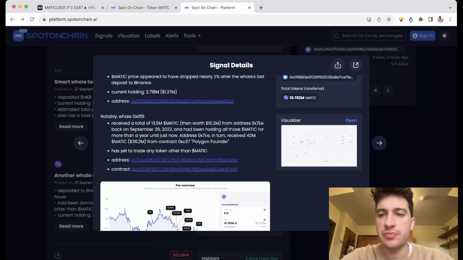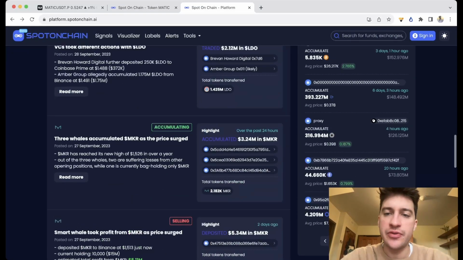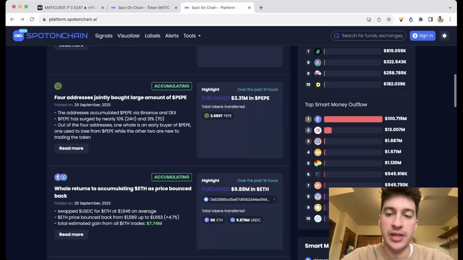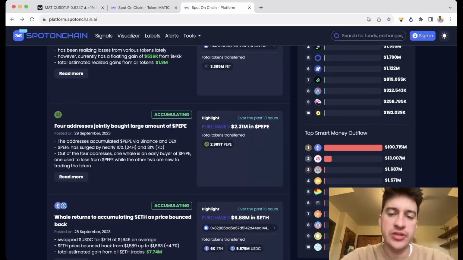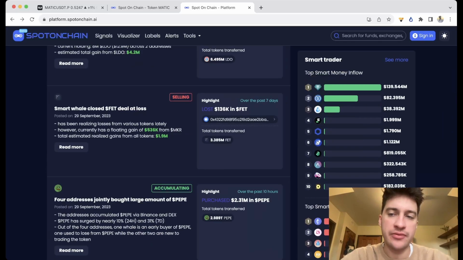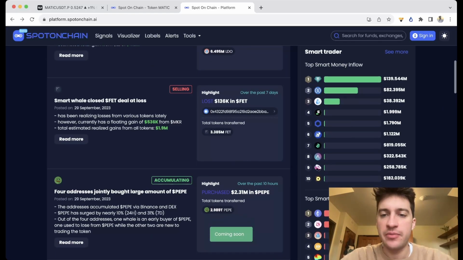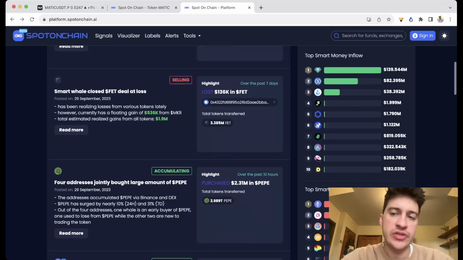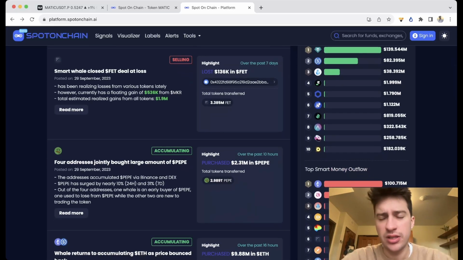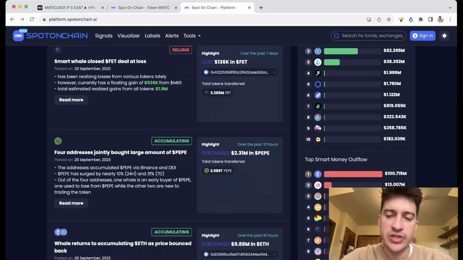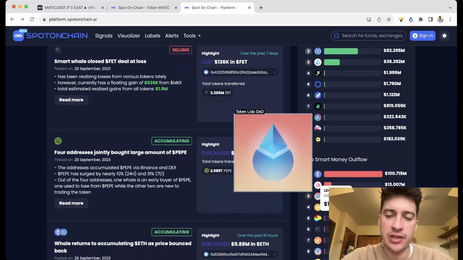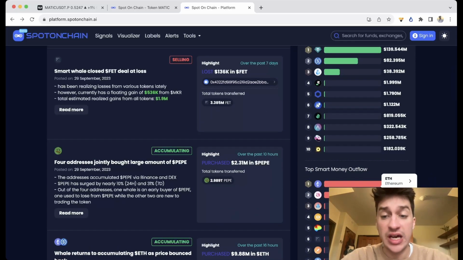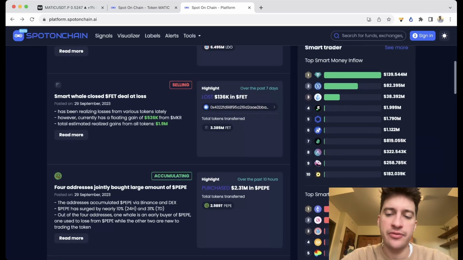Another way to do that that's probably a lot easier is if we go up to the top of the page of the platform, there's a top smart money outflow and a top smart money inflow. So right now, what it's saying is that a lot of money is coming into Tether and USDC, which is probably just people selling. So it looks like people were selling Ethereum and Uni and Lido. Top smart money outflow would be bullishness.